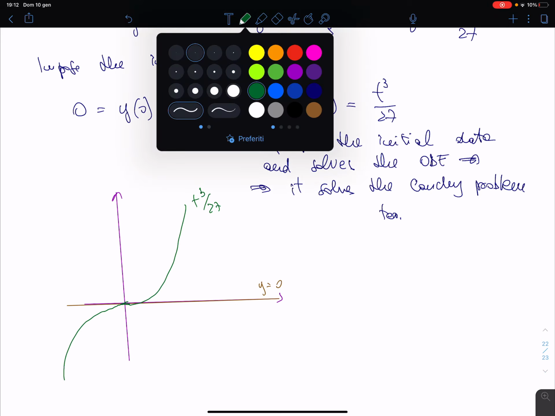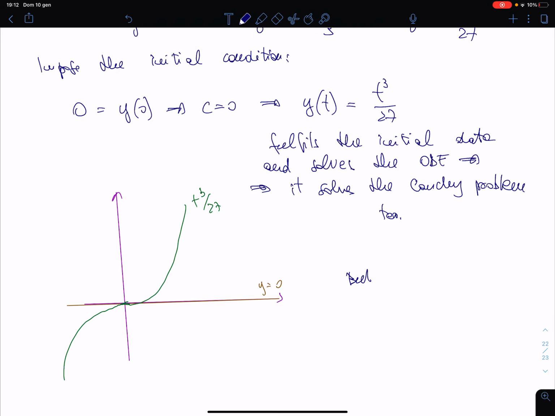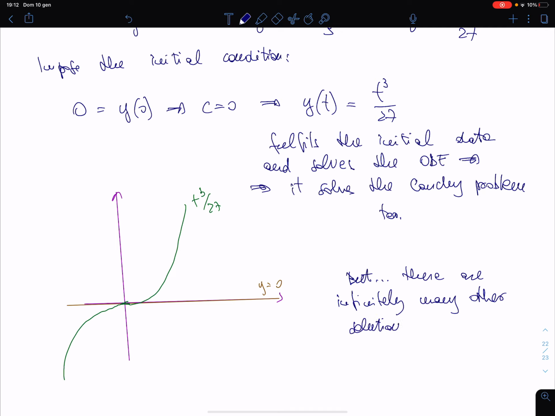But there are infinitely many other solutions to the Cauchy problem. Not to the differential equation, that would be normal, but to the very Cauchy problem. Infinitely many. So the exercise I give you is to find them. And this is the end of this lecture, the theoretical lecture on differential equations.